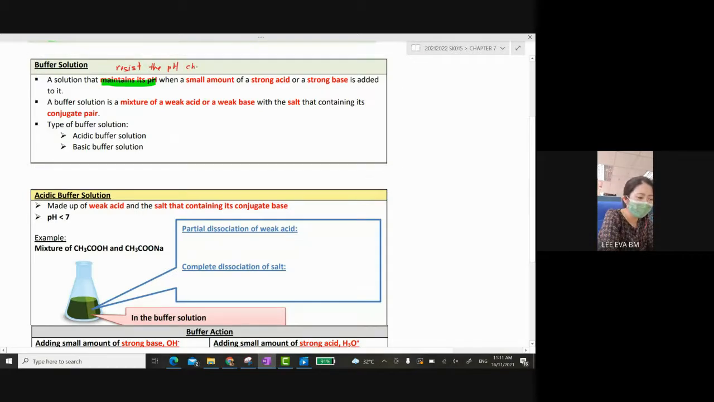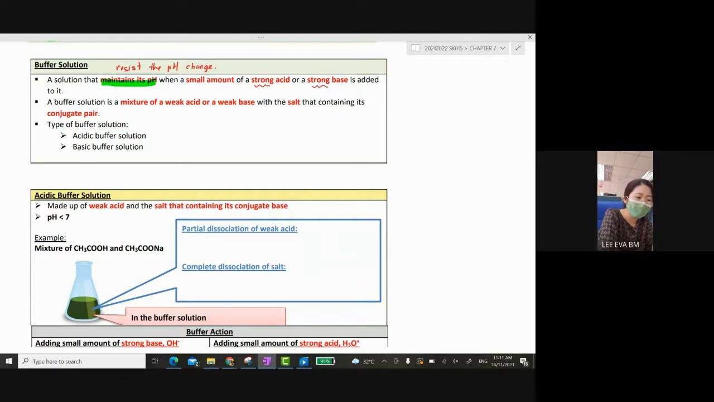Okay, resist pH change. And then you must remember that it will only work when you are adding the strong acid or strong base. So a very common strong acid, we have HCl. Then the strong base, we have NaOH. So this buffer solution, you need to know about the content. What is the content inside this buffer?